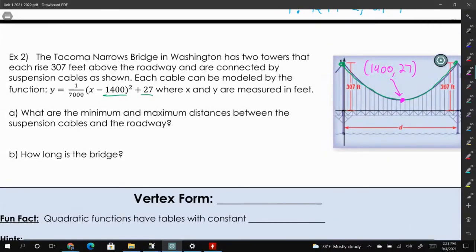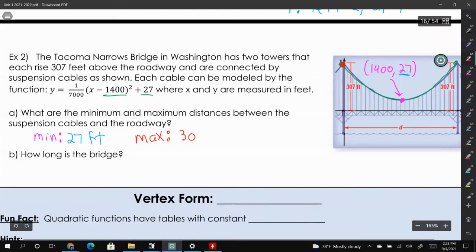Letter A says, what are the minimum and maximum distances between the suspension cables and the roadway? Well, the minimum would be the lowest y value of this parabola, which is right here, the vertex. So your minimum would be 27 feet. And then the max, well, you can't get the max of this from the equation. You're going to look at the picture and see, oh, the max is all the way up here at 307 feet.